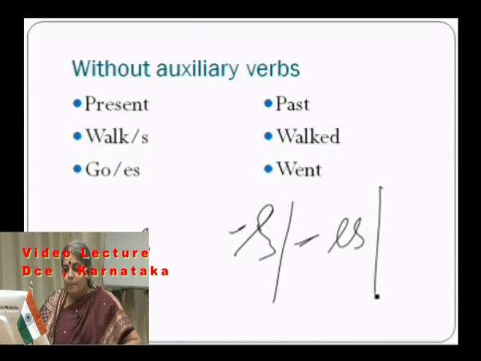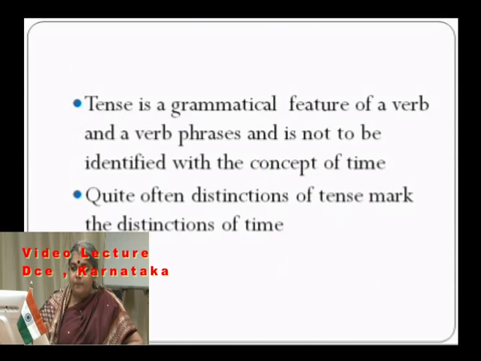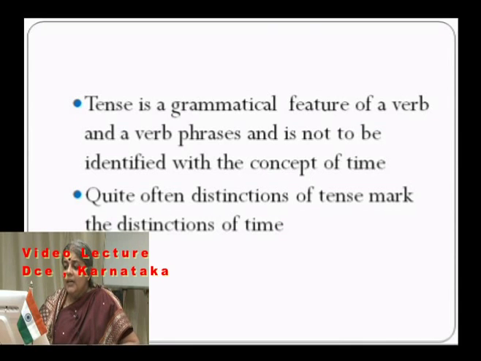An ES form. Now, the first example is the example of regular verbs. The second is an example of what verbs? Irregular verbs. It takes an S or an ES form in the present tense. Tense is what? A grammatical feature of a verb and a verb phrase, and it is not to be identified with the concept of time.